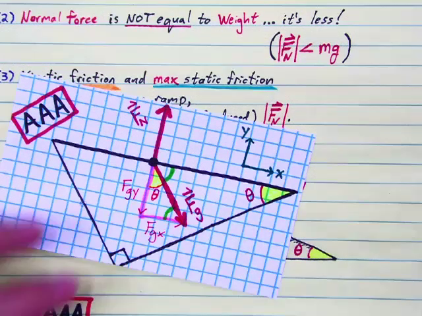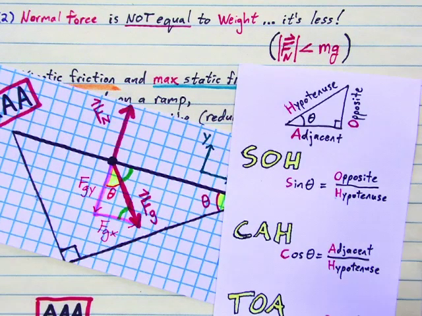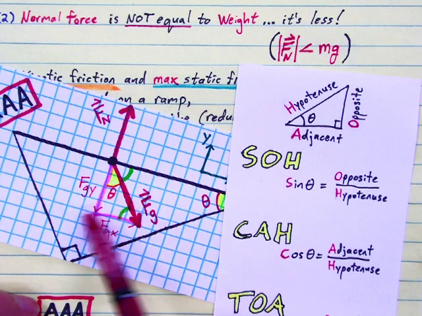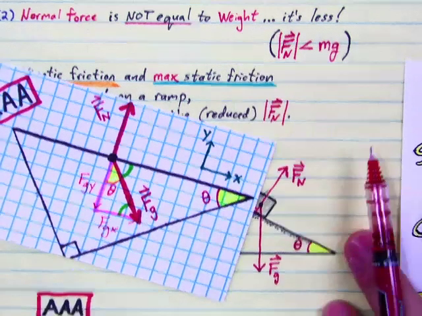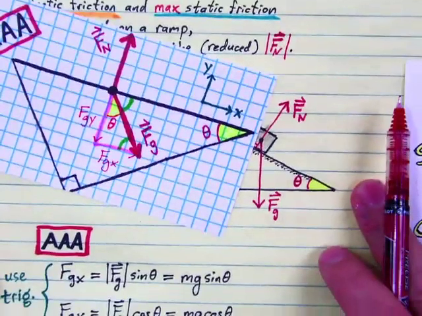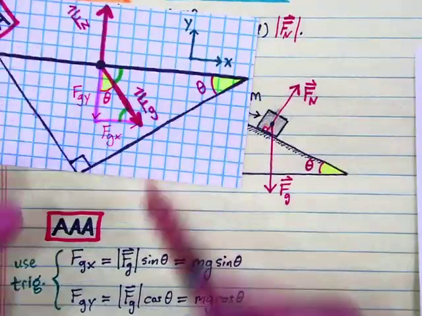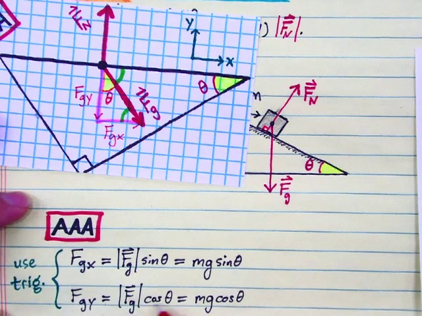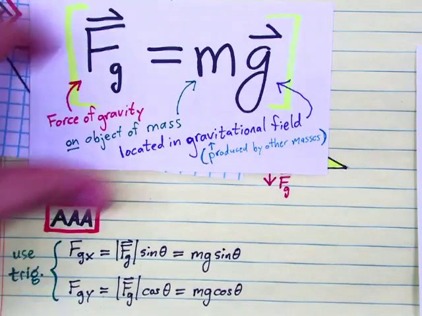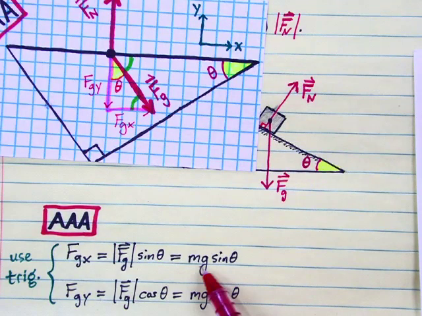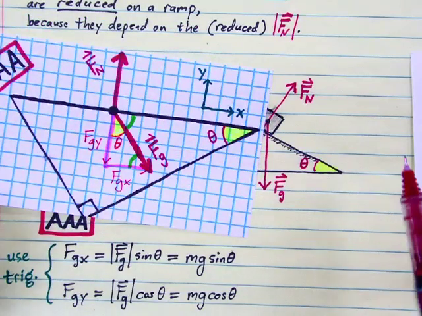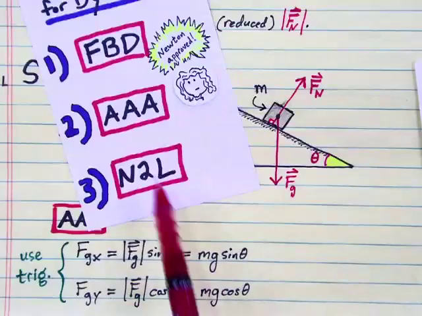At this point, bring in your standard trig functions here, and note that sine of theta is equal to FGX over FG, cos theta is equal to FGY over FG, and that brings us to the last step of AAA, which would be to then use trigonometry to express FGX and FGY in terms of the angle. So FGX is FG sine theta, FGY is FG cos theta, and then using Newton's law of gravity, we can replace the magnitude FG with mg, so FGX is mg sine theta, FGY is mg cos theta. Now we've completely broken down our free body diagram here and are ready for Newton's second law.